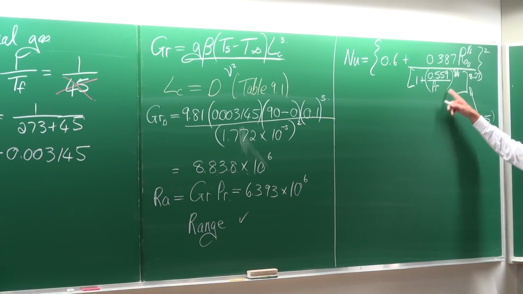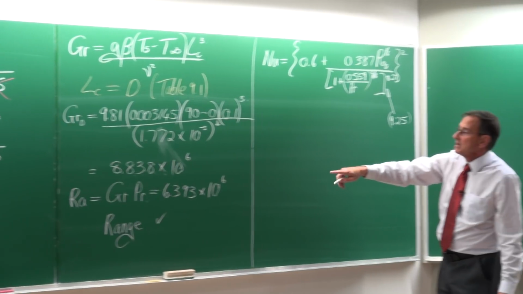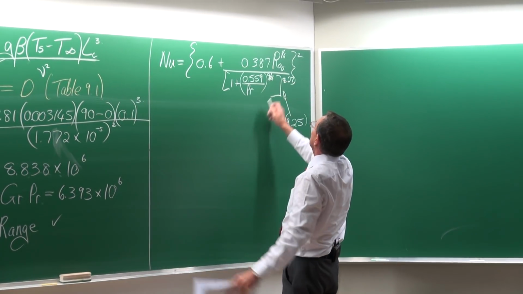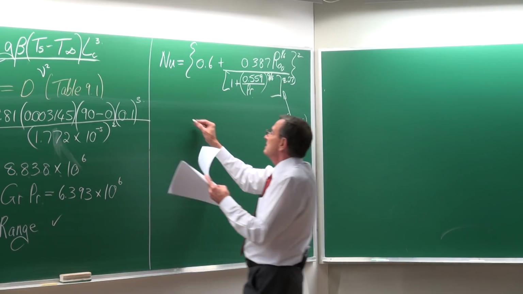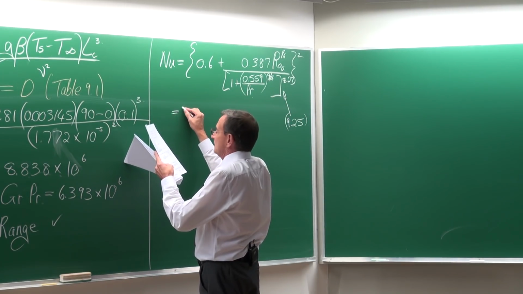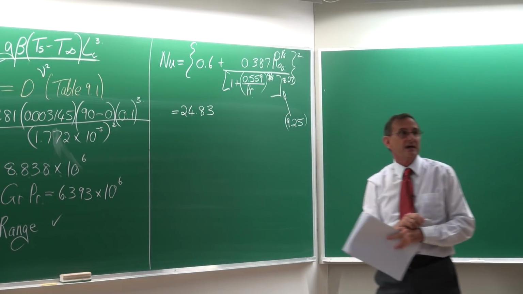Right, I'm not going to put in all the values here on the board. It's very simple. There's the Rayleigh number. Okay. Prandtl number you've got, so you need to go through the calculation, and the result of the Nusselt number calculation is a Nusselt number of 24.83.